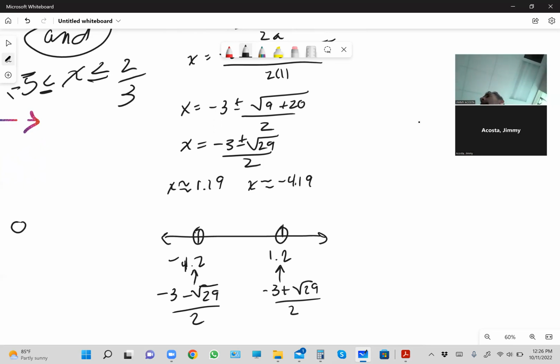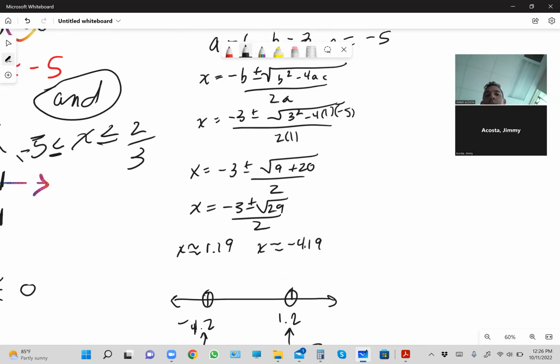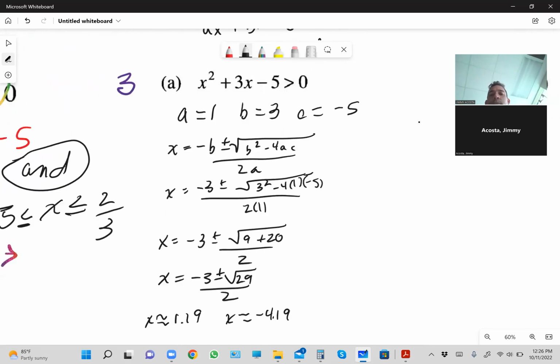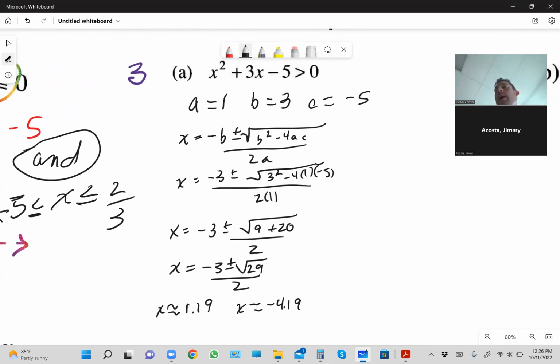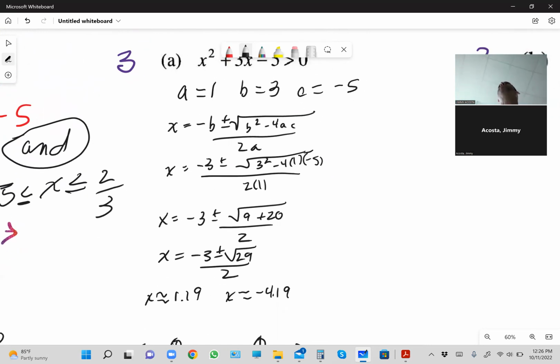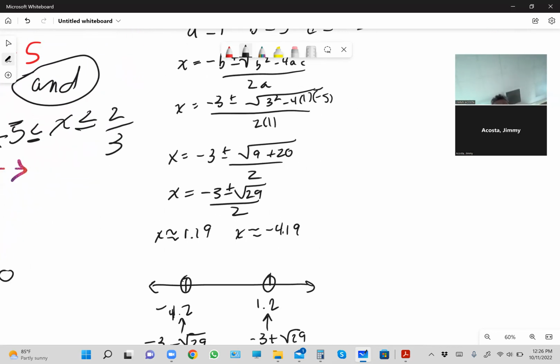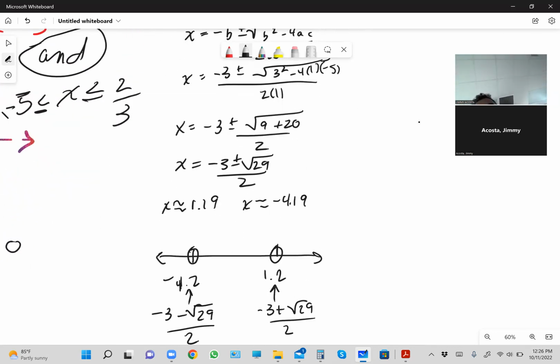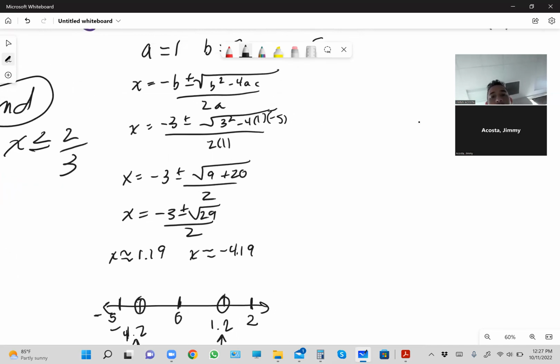All right. So now we got to decide. It has to be what? Greater than 0, right? So let me pick some values. What value can I pick in the middle? What value can I pick over here? What value can I pick over here? Negative 5. So let's go through them quickly.